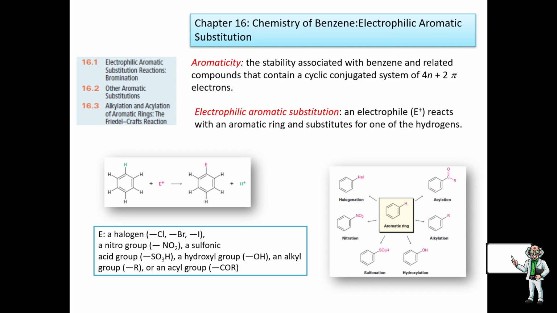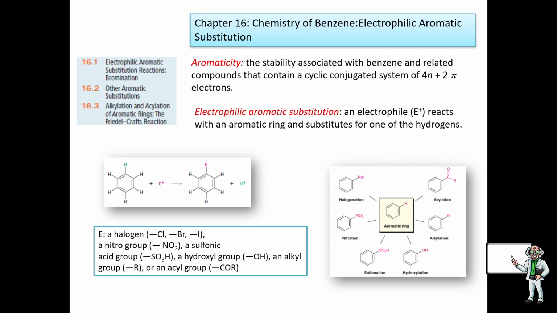Remember that we talked about it in chapter 15. It is the stability associated with benzene and related compounds that contain a cyclic conjugated system with 4n plus 2 electrons in the p system. Okay, we will talk about the electrophilic aromatic substitution, and this is basically that an electrophile reacts with an aromatic ring and substitutes one of the hydrogens for the electrophile.